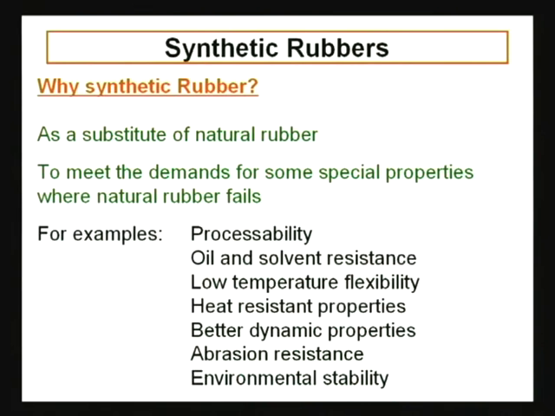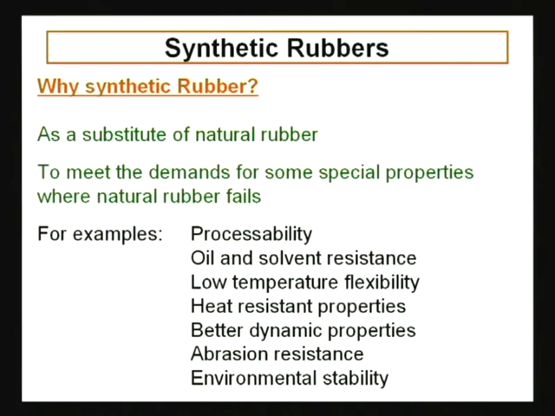Why synthetic rubber? Why do you go for synthetic rubber? Now, the main reason is if there is shortfall of natural rubber, if it is not available in one country, then they can synthesize rubbers. They can use synthetic rubbers, they do not have to depend on natural rubber. But if you have plenty of natural rubber, then you may not have to depend on synthetic rubbers. You can use natural rubber only, except to meet the demands for some special properties where natural rubber fails. You see, other than availability, if you have special demands where natural rubber fails, then you can use synthetic rubber for some special purpose applications.